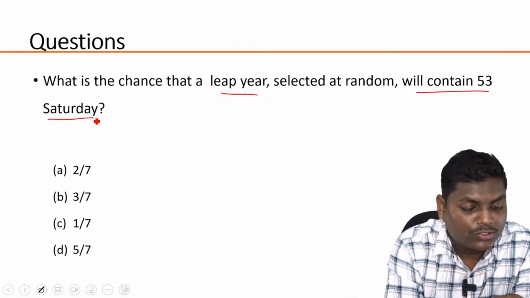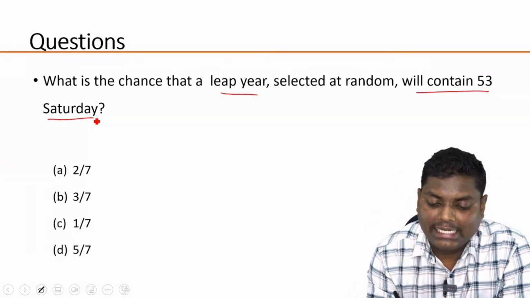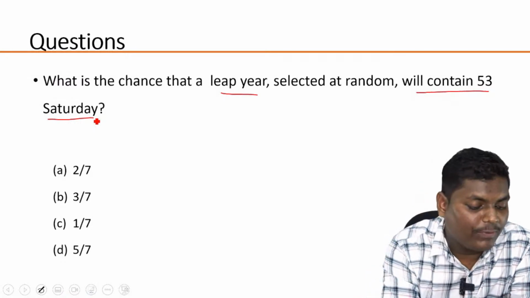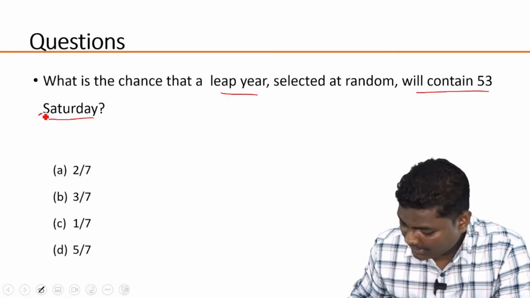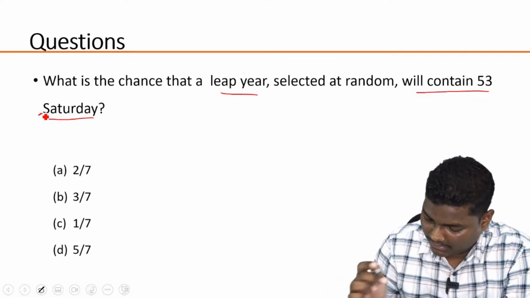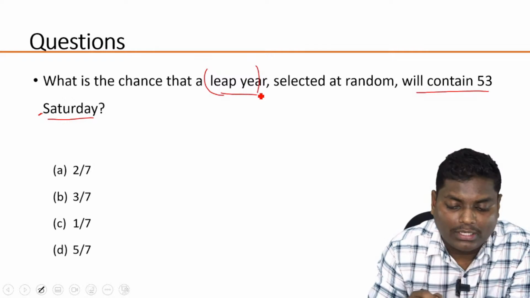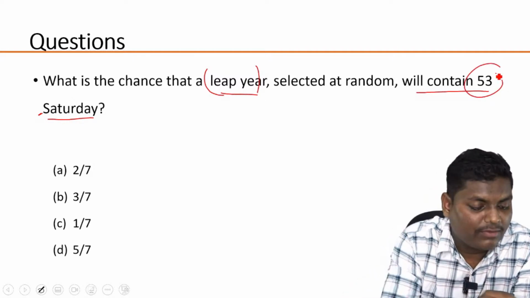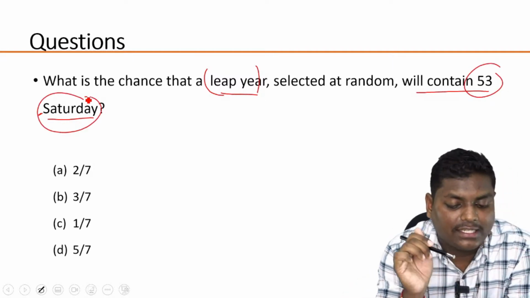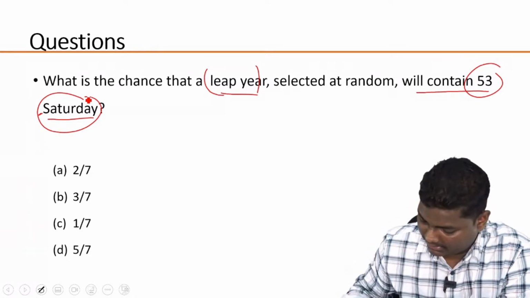Great, Anupam. So try this question. What is the chance that a leap year selected at random will contain 53 Saturdays? First, what is the 53 weeks we are having? 53 Saturdays. What is the chance that a leap year selected at random will contain 53 Saturdays?